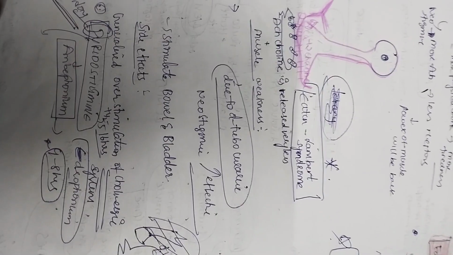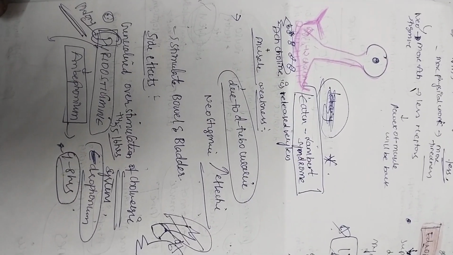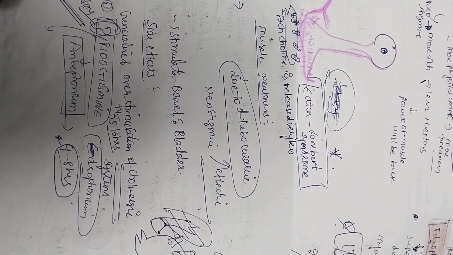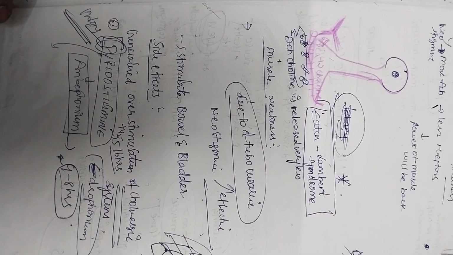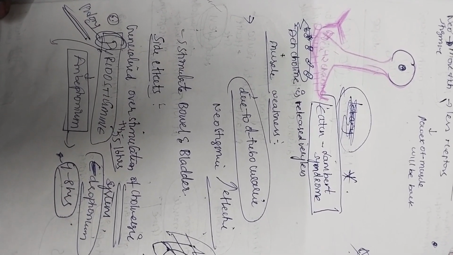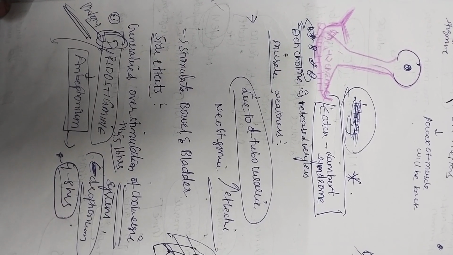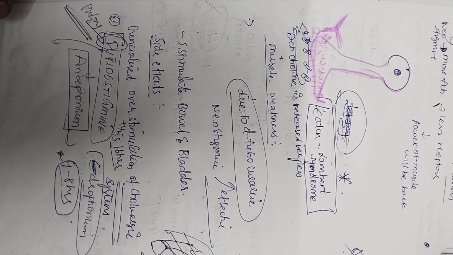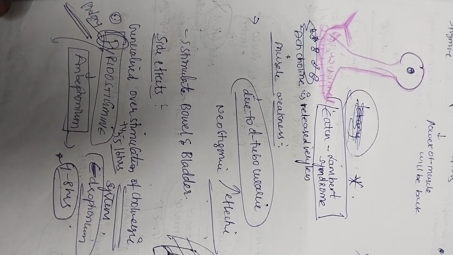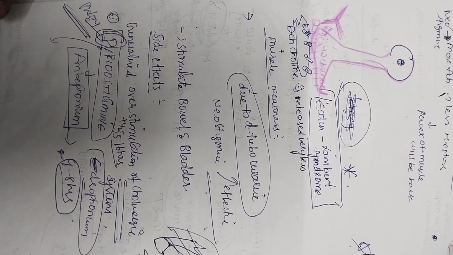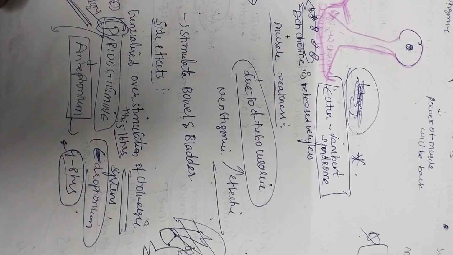It stimulates the bowel and bladder. What are the side effects? Generalized overstimulation of the cholinergic system. Pyridostigmine acts for 7 to 8 hours. Pyridostigmine has prolonged action. P for prolonged action. Ambenonium also has 7 to 8 hours of action.